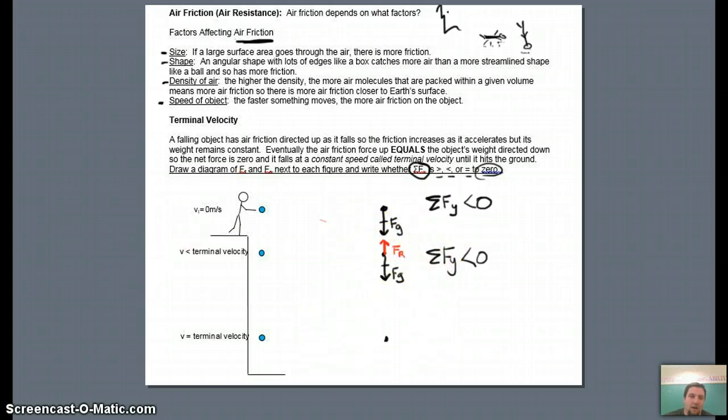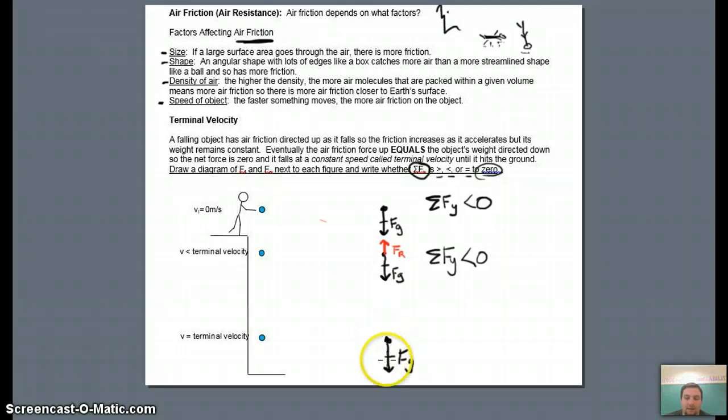The faster you move, the more air molecules are impacting your hand, or in this case the ball, and the greater the resistance. So when it does reach terminal velocity, a terminal velocity occurs when the net force is zero. Terminal velocity means the object stops accelerating and it falls at a constant speed, or a constant velocity, equal to what's called the terminal velocity.